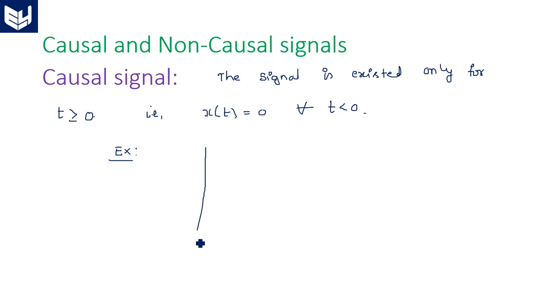So for example, this is t and x of t. So any signal that is present on the right sided part of the x-axis and y-axis is nothing but a causal signal. Okay, hope you understand. So causal signal means the signal which is existed only for the positive time axis. There is no signal present on the negative time axis.